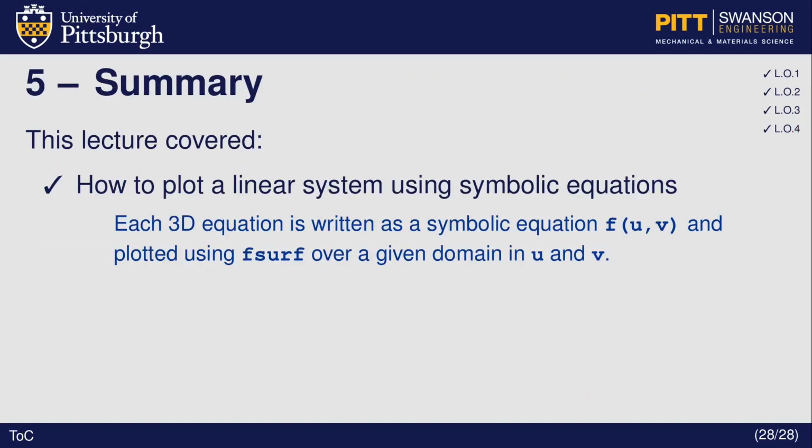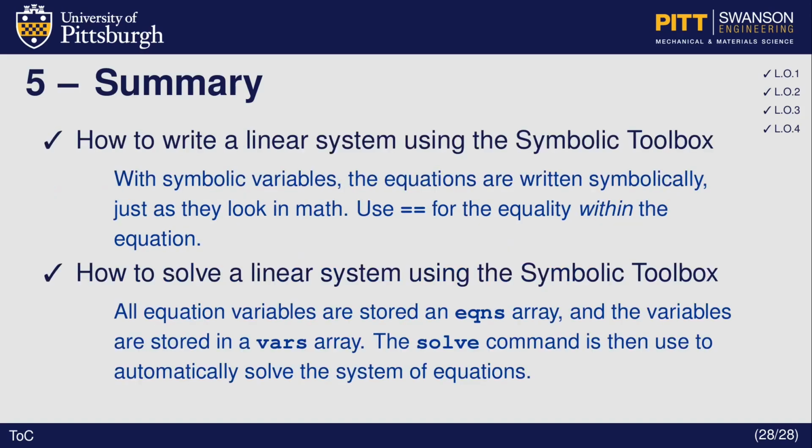In summary, this lecture covered how to plot a linear system using symbolic equations. Each 3D equation is written as a symbolic equation f of u and v, and then plotted using the fsurf command over a given domain in u and v, written out as one array. Writing symbolic variables and then equations for a linear system of equations can be done just like they look in math.